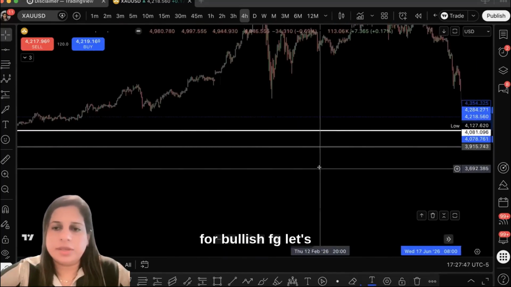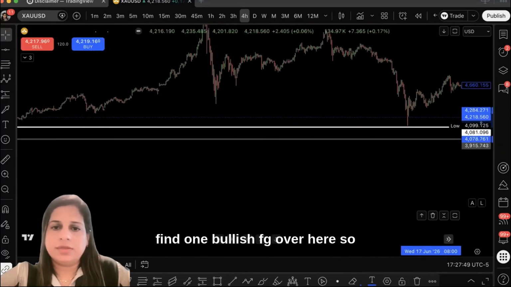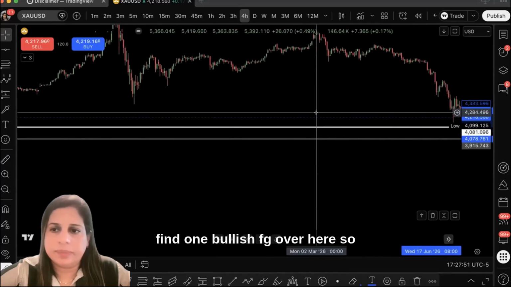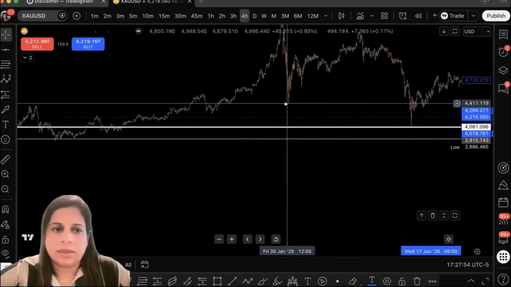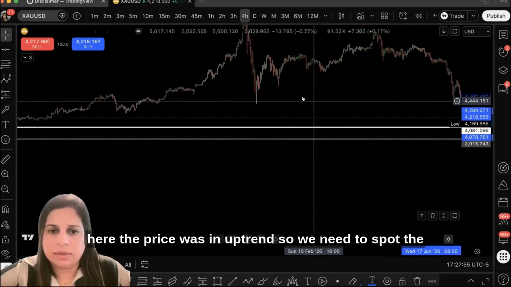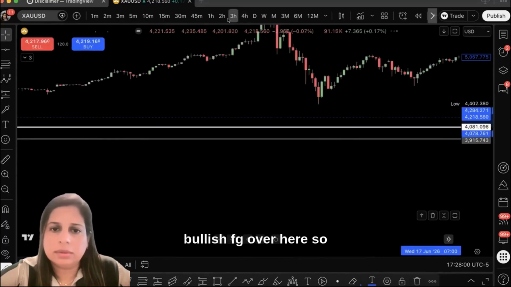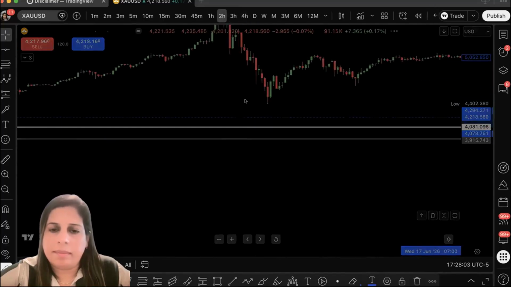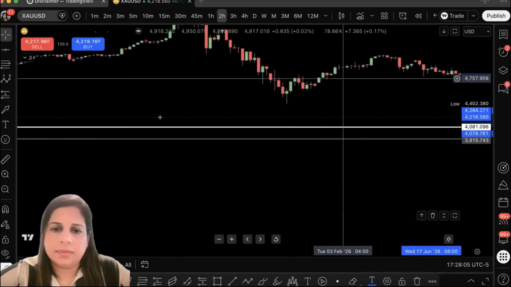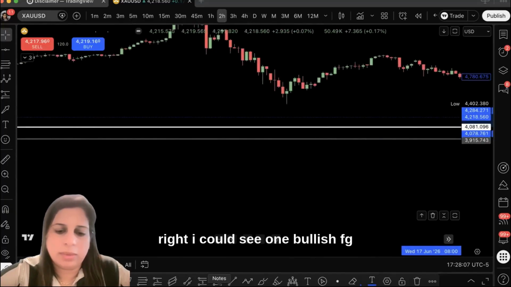For bullish FVG, let's find one bullish FVG over here. So here the price was in uptrend. So we need to spot the bullish FVG over here. So right, I could see one bullish FVG.